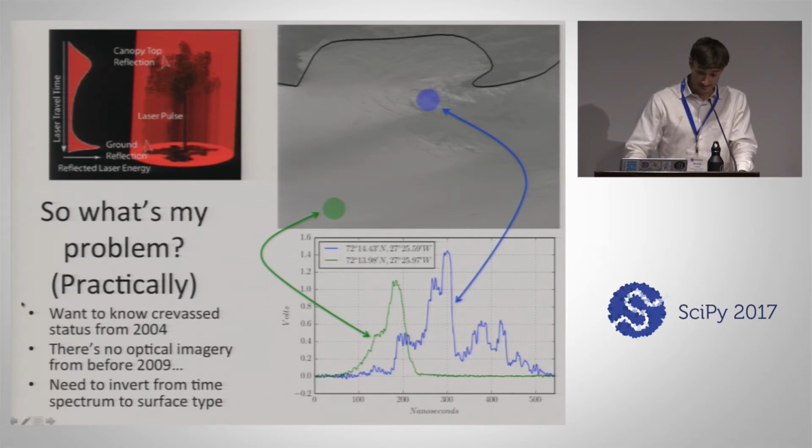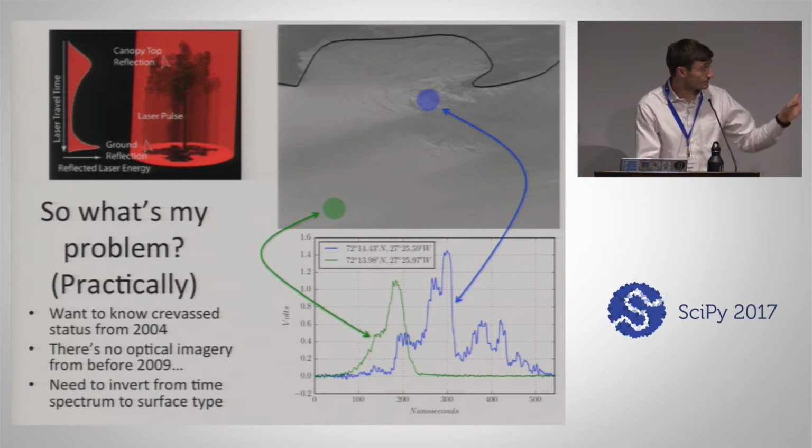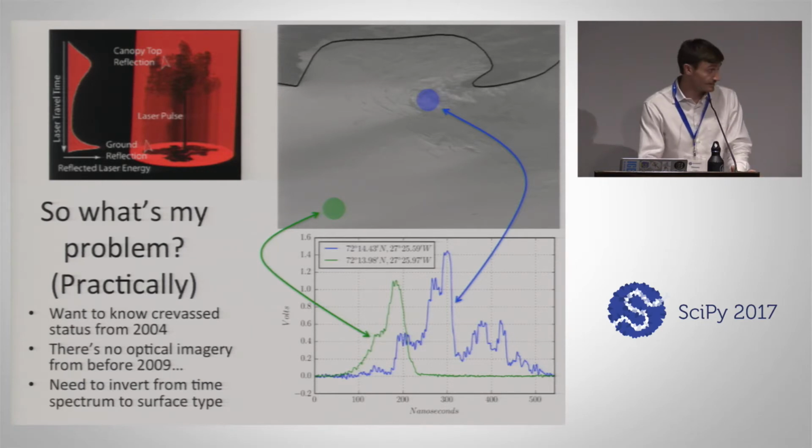And my biggest problem working with this data is that we just don't have any validation data at all. We don't have any optical imagery coincident with any of these laser spots. So this is an optical image that is not from when the satellite was in orbit, but it's from an area, and this is making the assumption that the crevasse areas would still be crevasse. You can see that your blue spot gives you a more complicated return waveform, and your green spot gives you a much simpler waveform because it's from a highly sloped area.